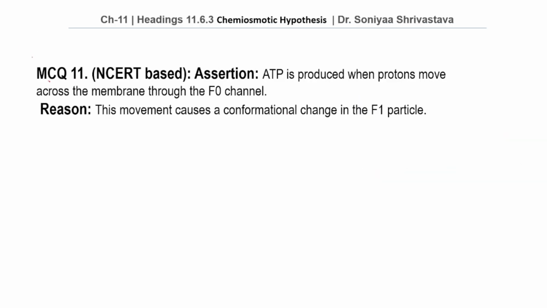Let's move on to MCQ number 11. This is an assertion reason based question. What is the assertion given here? That ATP is produced when protons move across the membrane through the F0 channel of ATP synthase. What is the reason given here? This movement causes a conformational change in the F1 head of ATP synthase.